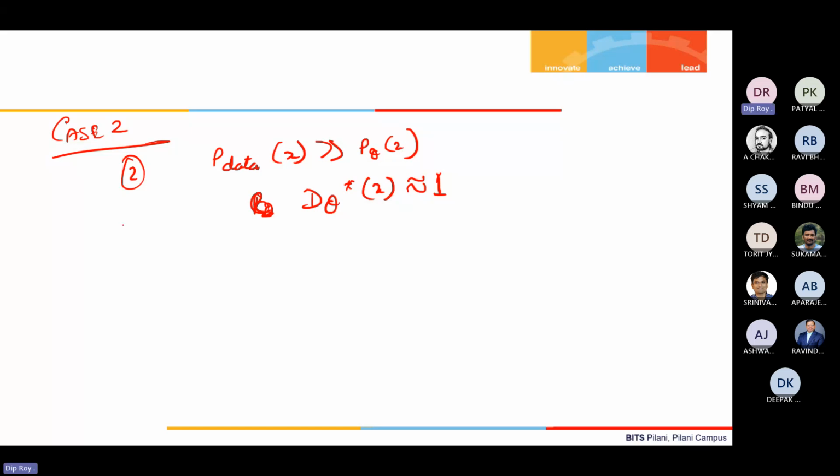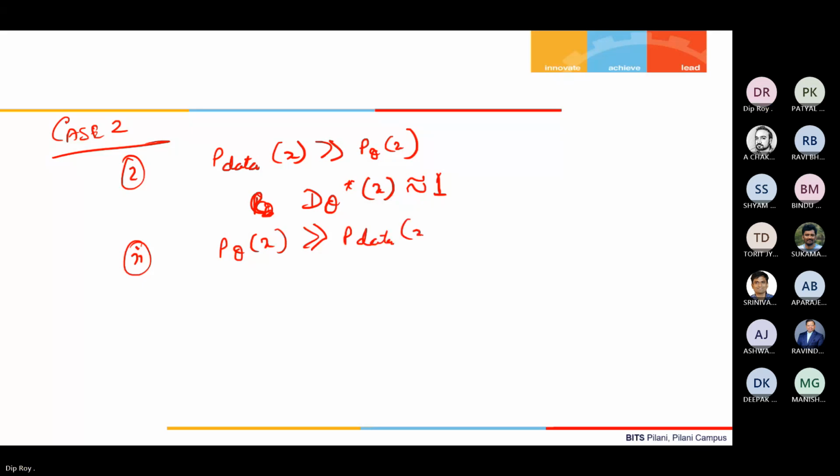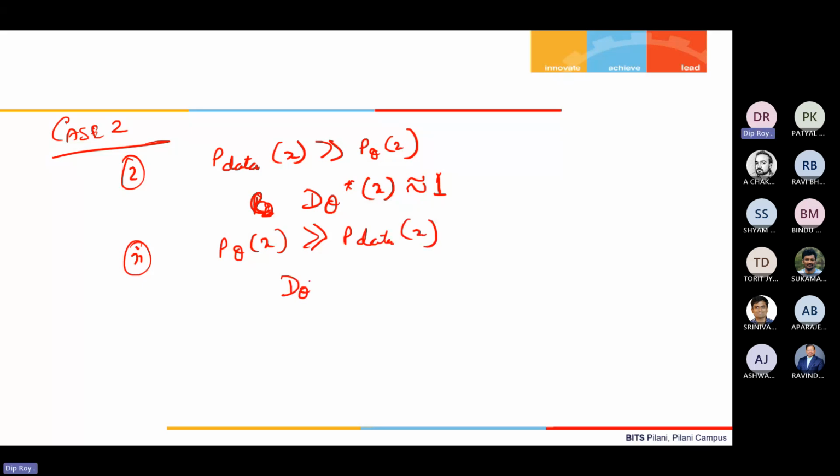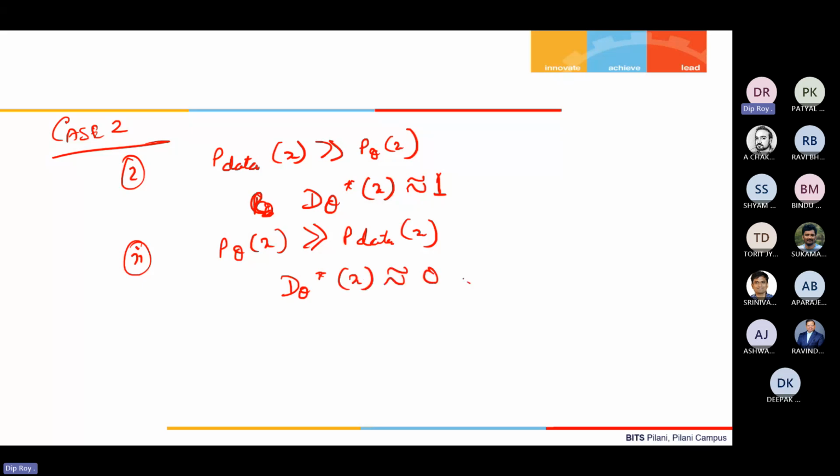And the other case is going to be this. Your P theta X is much greater than P data X, and we get D theta star is equivalent to 0, which means very likely fake. So this is very likely real. This is very likely fake. In both the cases, it is able to distinguish. So the discriminator can easily tell them apart that the generator is bad.